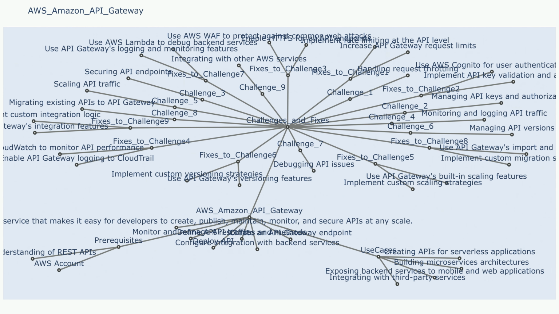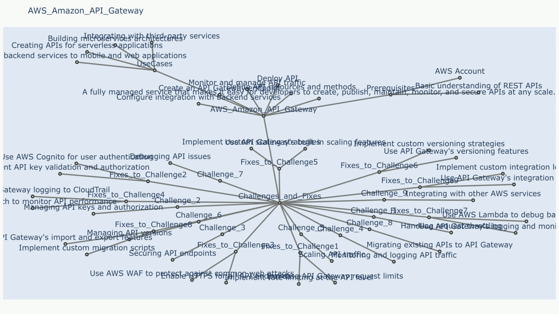Use AWS Lambda to implement custom authorization logic. Challenge 3. Securing API endpoints. Fixes to challenge 3. Use AWS WAF to protect against common web attacks. Enable HTTPS for all API endpoints. Use API Gateway security features to protect your API from common web attacks, such as SQL injection and cross-site scripting (XSS).